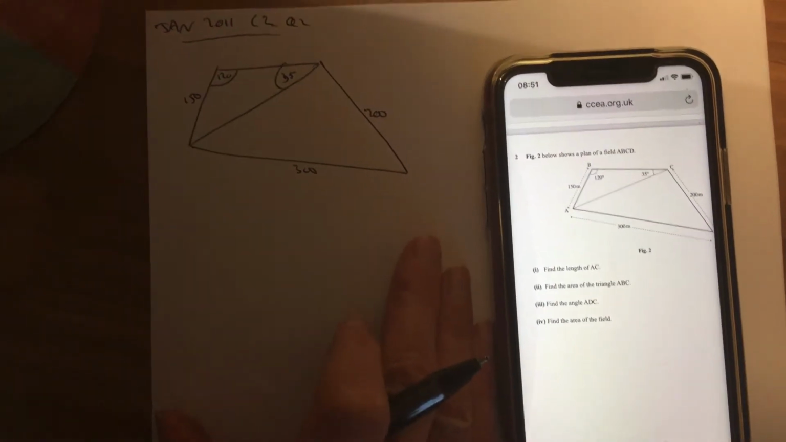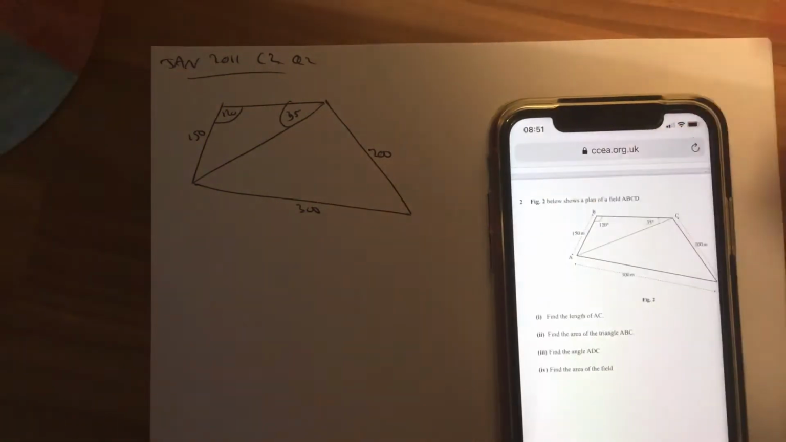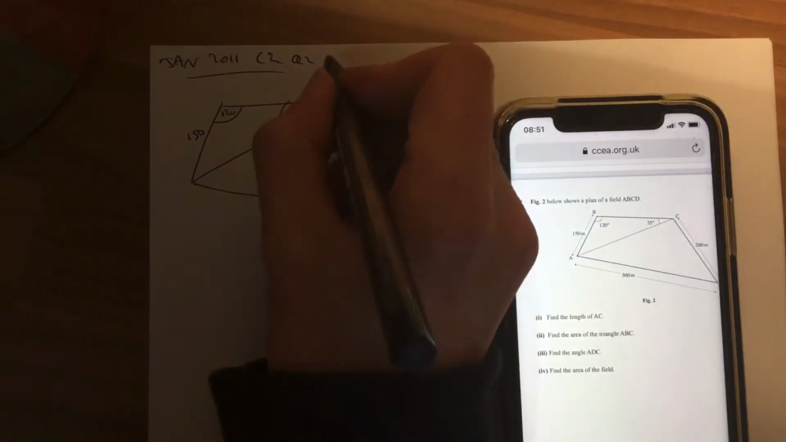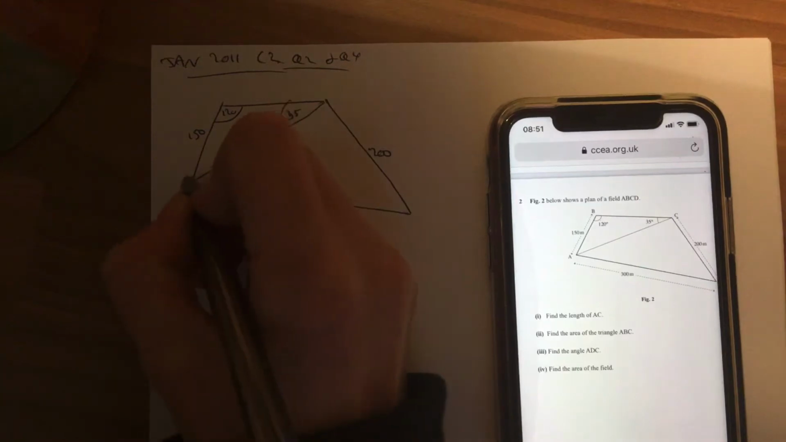Okay, so it's January 2011, C2, and there's quite a few questions in this paper. There's questions 2 and 4 to look at. So question 2, I've drawn it out. The first bit is looking for the length of AC.